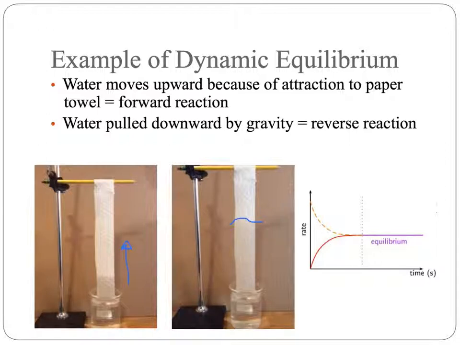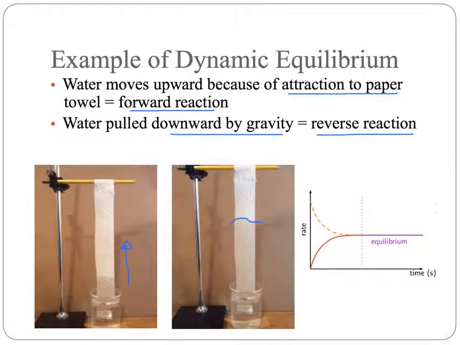Well, the water moved upward because of the attraction between the paper towel molecules and the water molecules themselves. So that was my forward reaction. But the water could not go any further because there was a reverse reaction occurring that was the effect of gravity wanting to pull that water down.